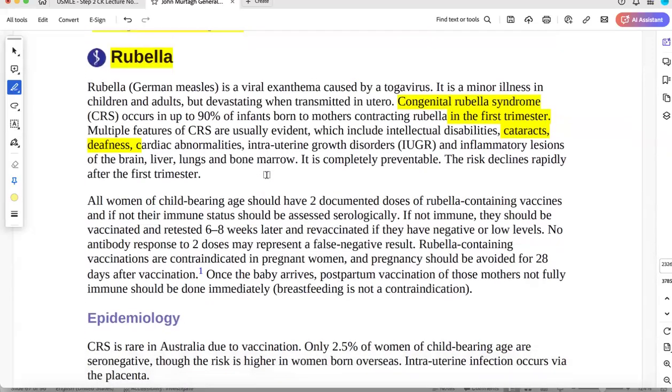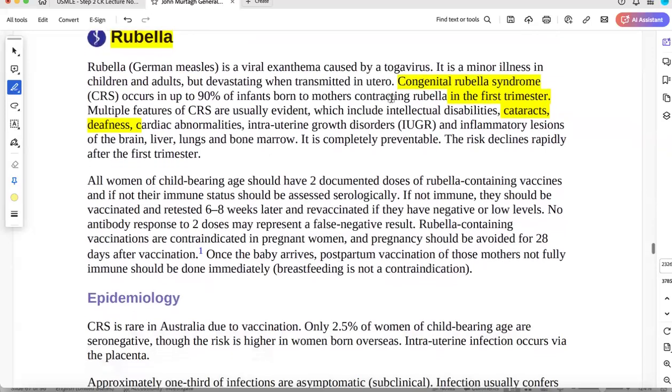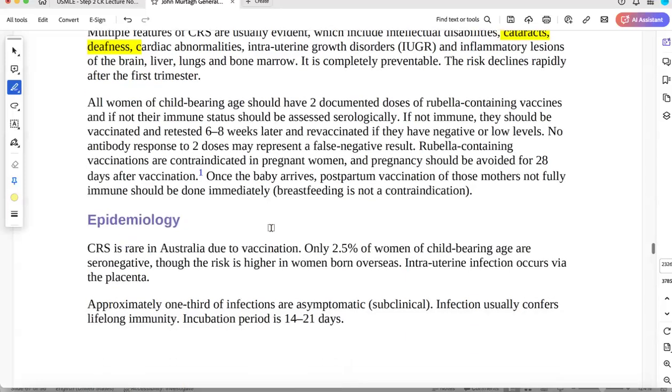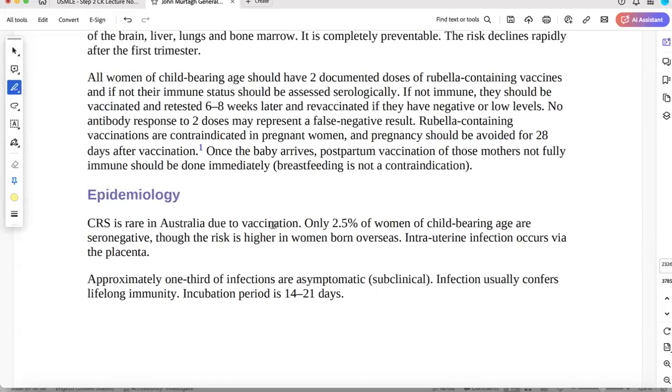Rubella. So rubella is also known as German measles. It's a viral infection caused by Togavirus. And it's not a very serious infection like measles, but definitely congenital rubella syndrome is very bad. We will discuss that at some point. And we discussed that in pediatrics first class, what is congenital rubella syndrome, right?